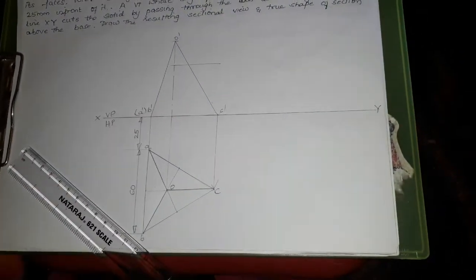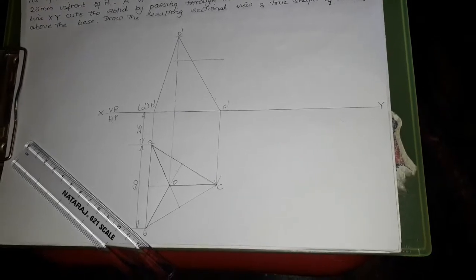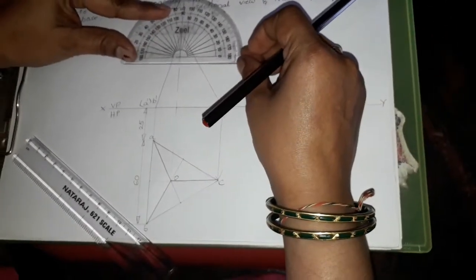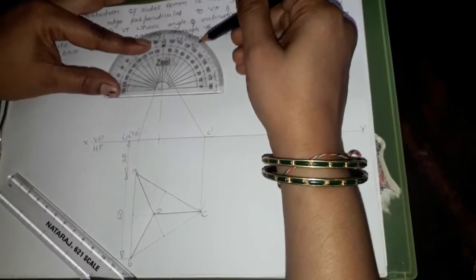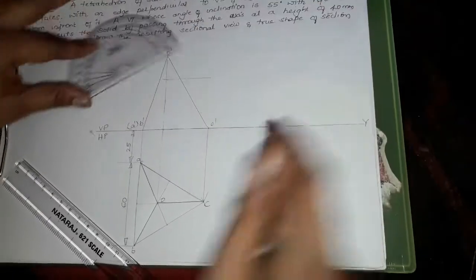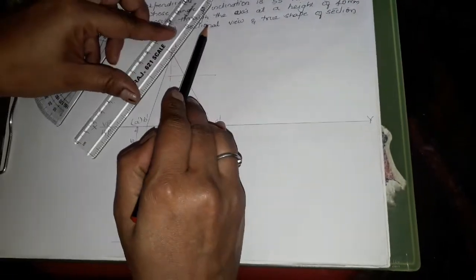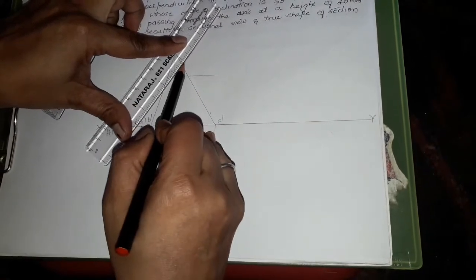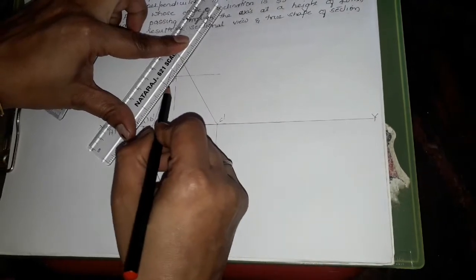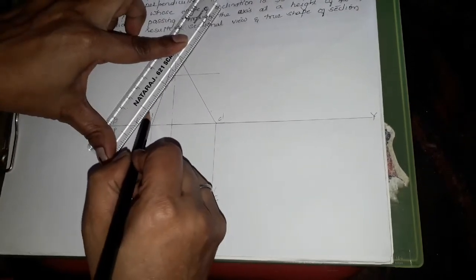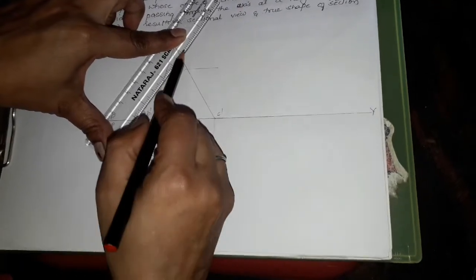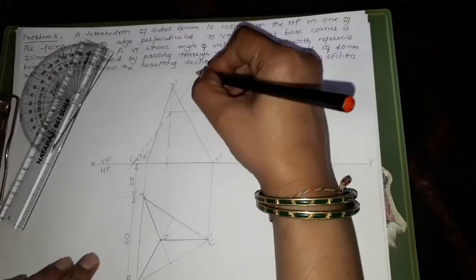Place your protractor and measure an inclination of 55 degree. So I will place my protractor just here and measure 55 degrees. Join this 55 degree line in such a way that it will bisect your triangle in the front view and extend it till your XY line, so that you are able to measure the inclination. So this becomes my section plane.